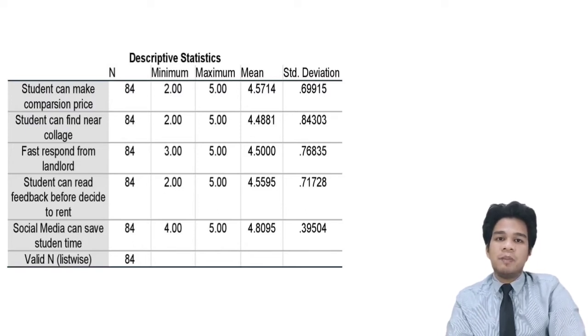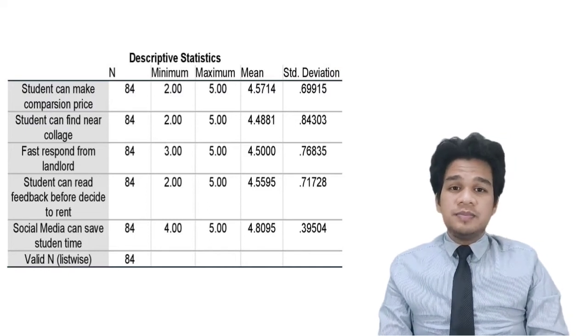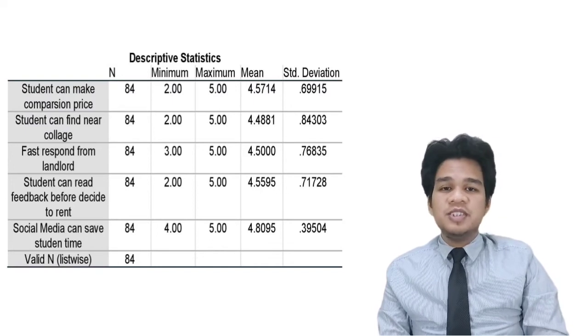Followed by students can read feedback before deciding to rent. The mean is 4.5595 and the standard deviation is 0.71728. The last is fast response from landlord, with the mean at 4.5000 and the standard deviation is 0.76835.